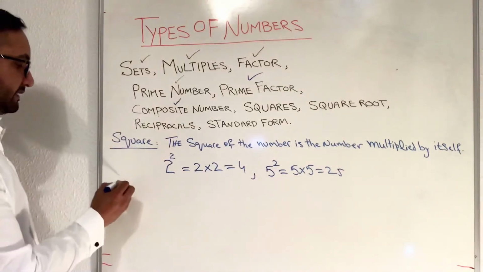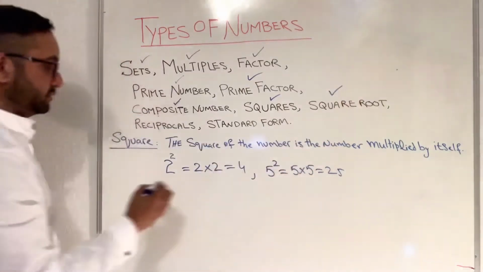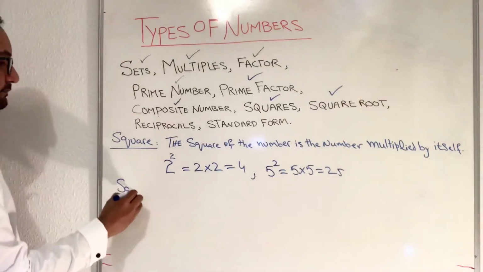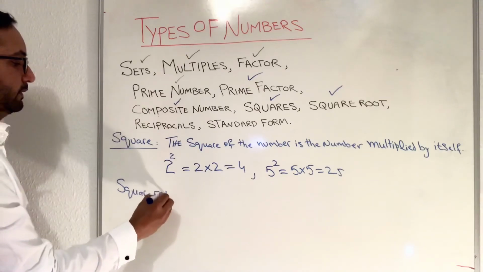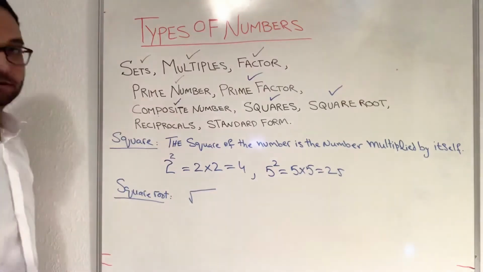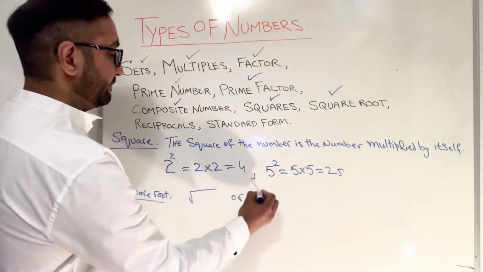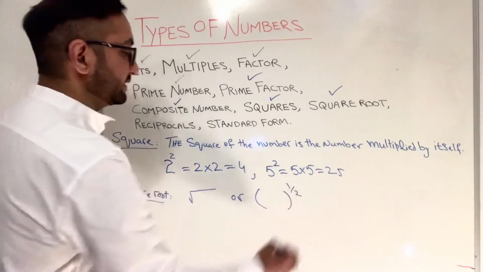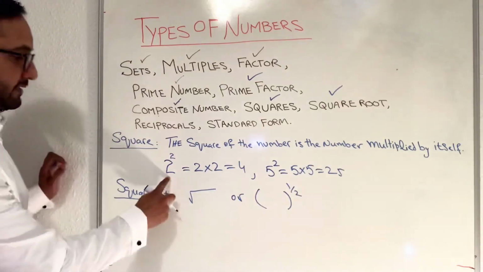So the third thing we have done is the square root. We are using the notation of a square root. Sometimes we use that one, or sometimes we use that one, power half. What number is it? We power a half. Just like we have done this one.